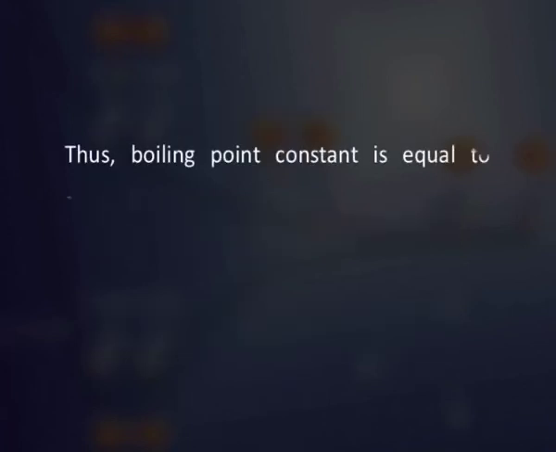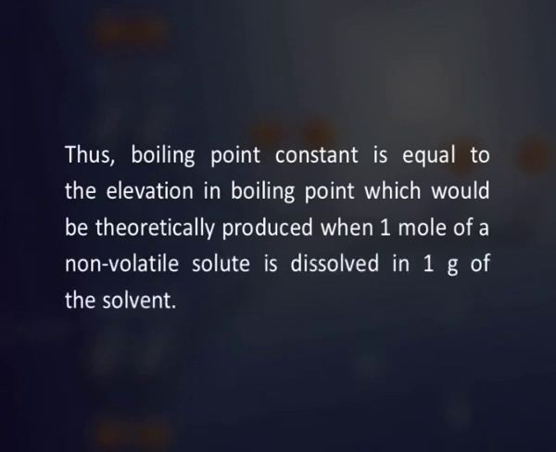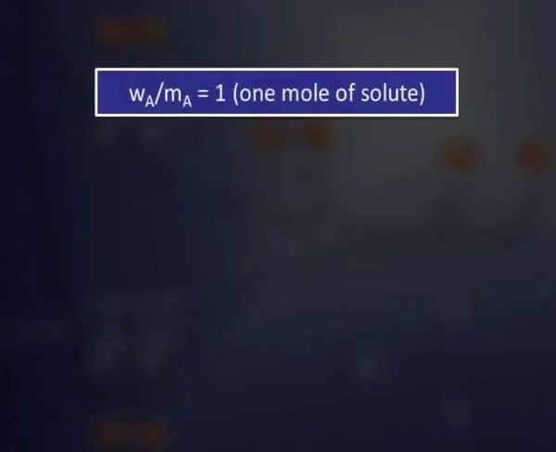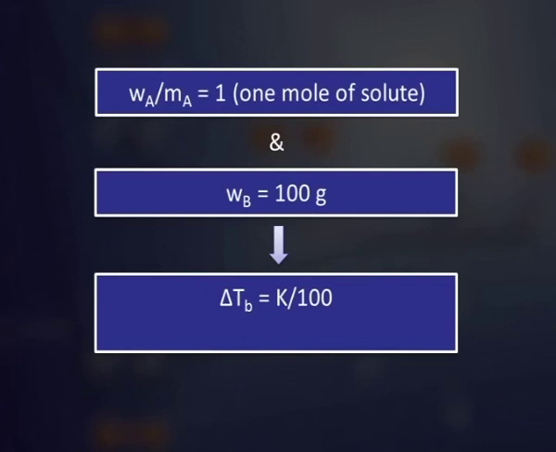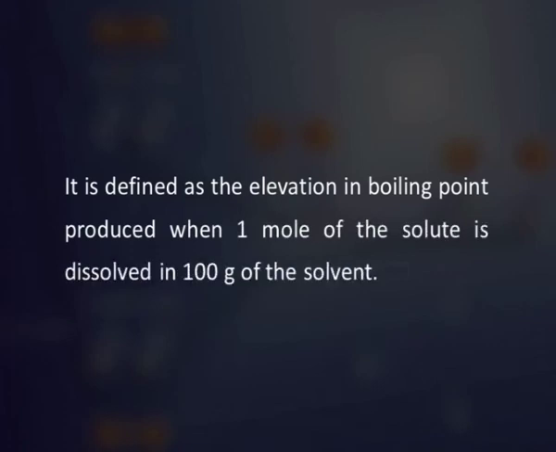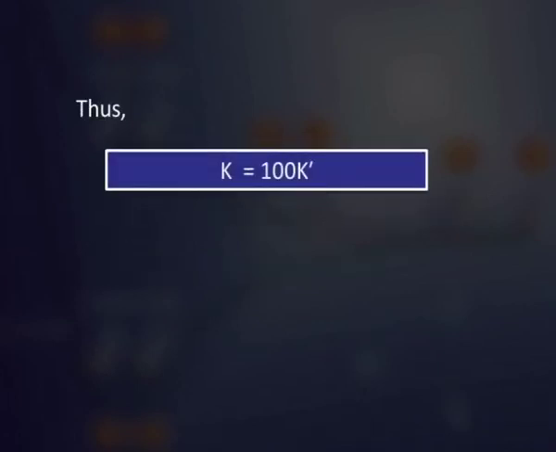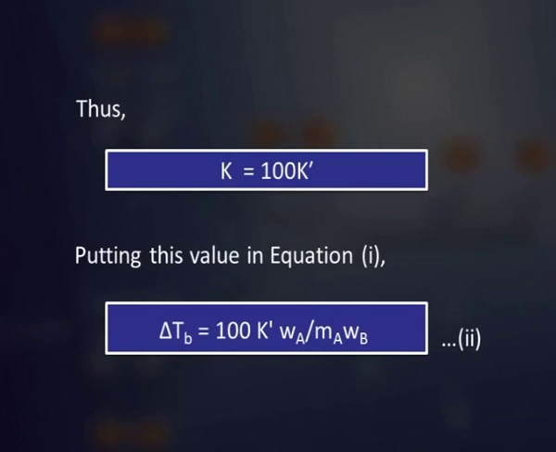Thus, the boiling point constant is equal to the elevation in boiling point which would theoretically be produced when 1 mole of a non-volatile solute is dissolved in 1 gram of the solvent. If we are taking 1 mole of solute again, but in 100 grams of solvent, then delta Tb will be equal to K upon 100. As K upon 100 is again a constant, it can be replaced by K dash. Here K dash is called the molecular elevation constant. K dash is defined as the elevation in boiling point produced when 1 mole of the solute is dissolved in 100 grams of the solvent. Therefore, K will be equal to 100 K dash. Putting this value in equation 1, we get delta Tb equal to 100 K dash Wa upon MaWb. This is taken to be equation number 2.